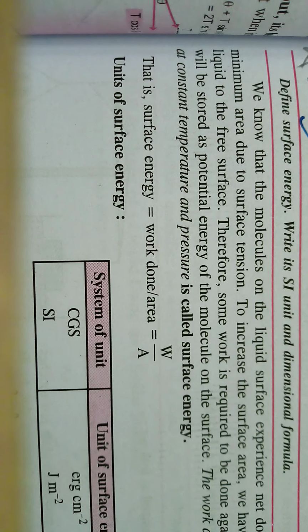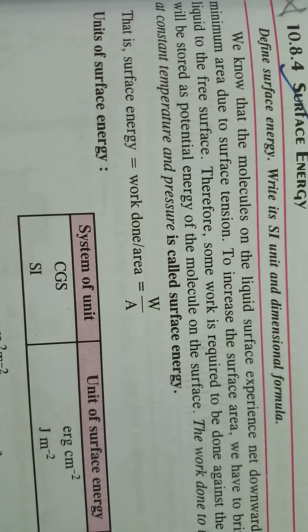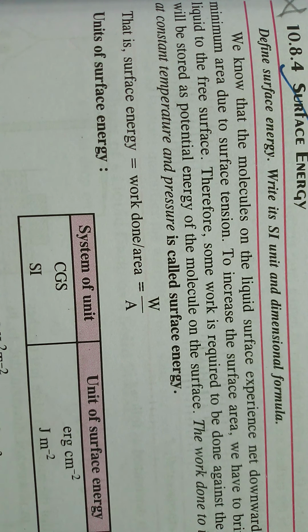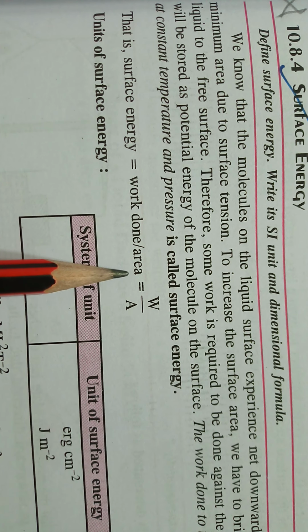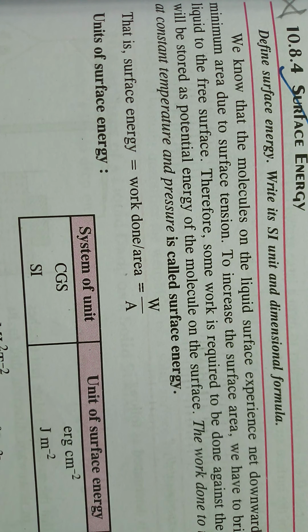Students, the next article we discuss is surface energy. You know about surface tension, and here the next article is surface energy. The work done to increase the unit area of the surface film of a liquid at constant temperature and pressure is called surface energy. So surface energy is equal to work done upon area. Clear? Its SI unit is joule per meter square and its dimensional formula is M L^0 T^-2. Clear?